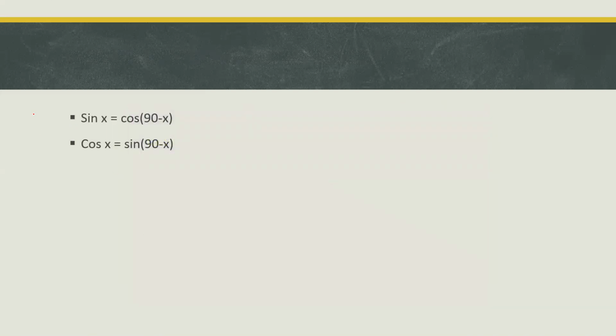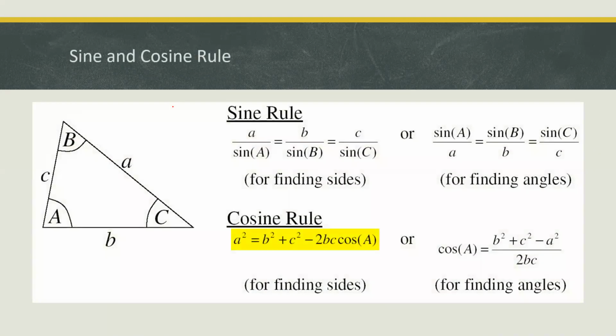Next, we have two simple formulas that we can use when we have a value in terms of sine, but we need it in terms of cos. We can use this formula: sine theta is equal to cos of 90 minus theta, and cos theta is equal to sine of 90 minus theta, to convert the angles.